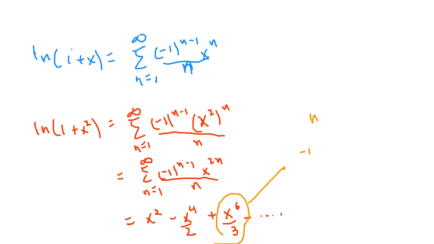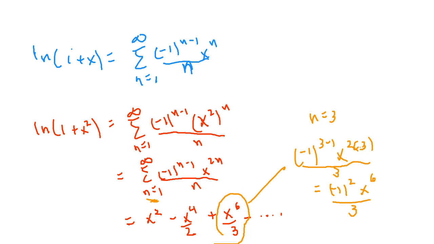If we take n equals 3, that's the third term. N starts at 1, so n equals 3 would be the third term. So negative 1 to the 3 minus 1 power times x to the 2 times 3 power, all divided by 3. And that'll get you negative 1 squared times x to the 6th over 3. And so that's how you enumerate the terms.